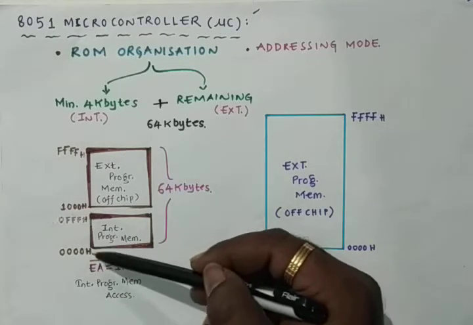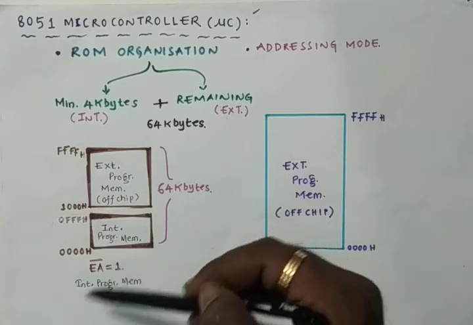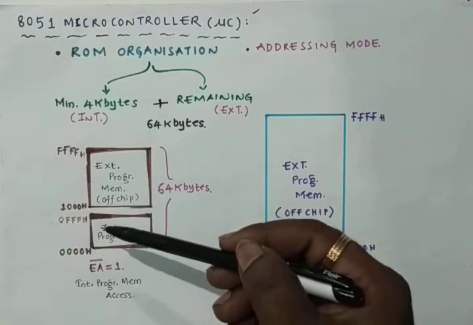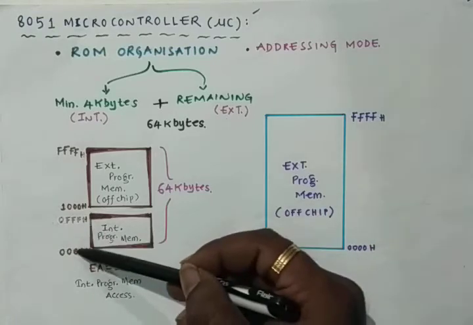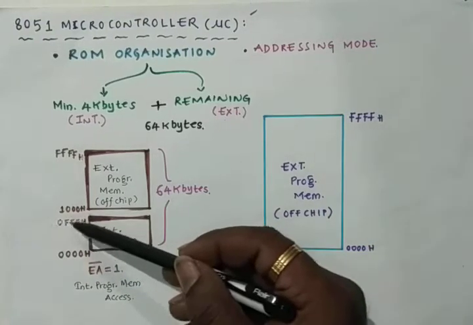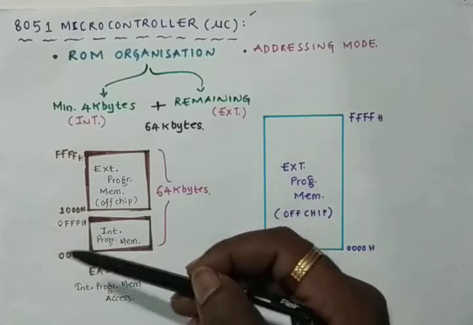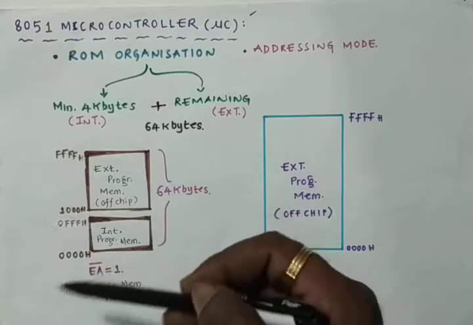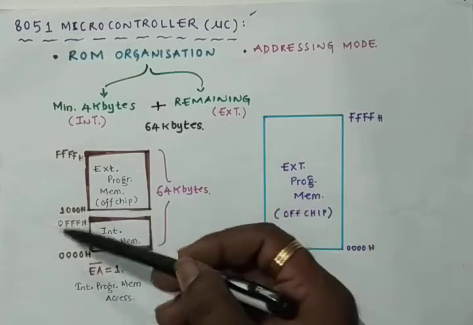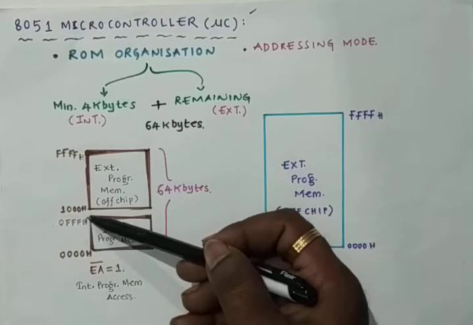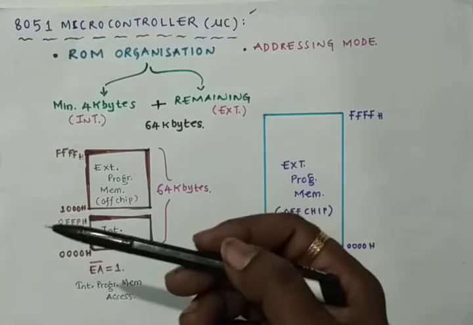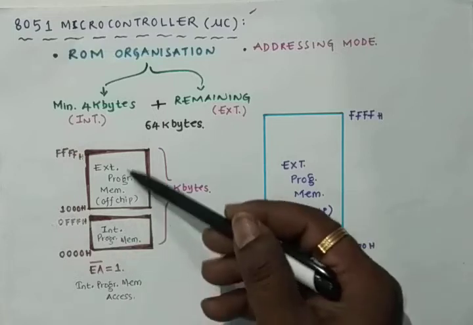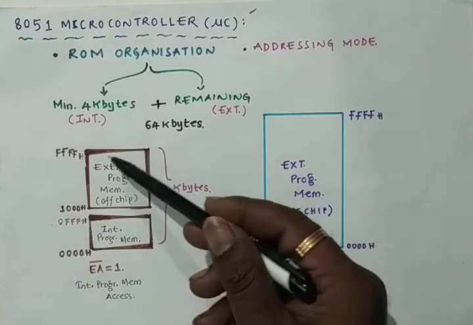So the program counter will fetch the instruction from the internal memory for the addresses 0000h to 0FFFH. If the program counter addresses are higher than 0FFFH, it is going to fetch the instructions from the external memory. It is about 4 kilobytes of internal memory, and this will be 60 kilobytes of external memory.